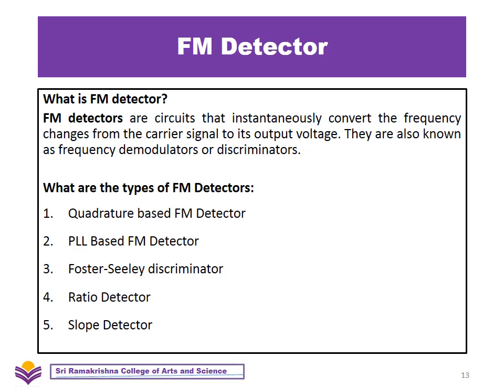The first circuit is a quadrature based FM detector circuit. The second circuit is the PLL based FM detector. PLL is nothing but a phase locked loop. The third circuit is the Foster Seeley discriminator circuit. The fourth FM detector circuit is the ratio detector. The fifth circuit is the slope detector circuit. All these have their own circuit arrangement to demodulate the FM signals from the intermediate carrier signal.